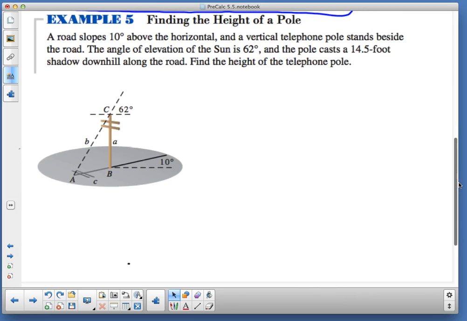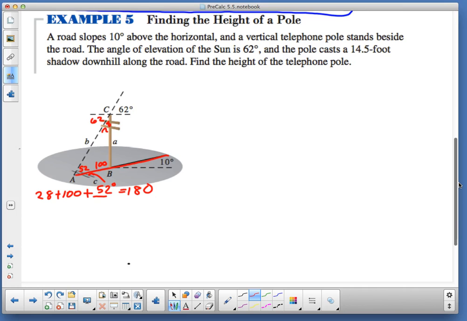Now in 5, the road slopes 10 degrees above the horizontal, and a vertical telephone pole stands beside the road. So keep in mind, this is 10 degrees. Okay, this is 62, this is 62. Vertical angles still work. This is 28 degrees right there. But you gotta be careful with that slope, because if this is vertical, this bad boy is 100 degrees, and this is going to be 52, because I've got 28 plus 100 plus something is equal to 180. And that something has got to be 52 degrees.